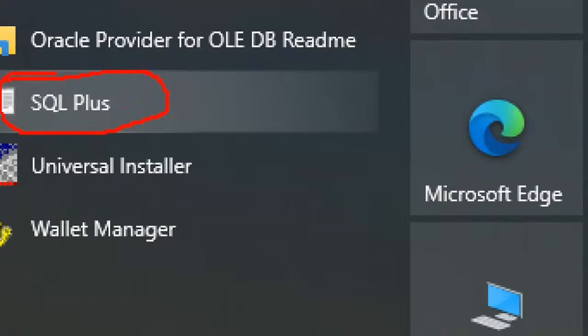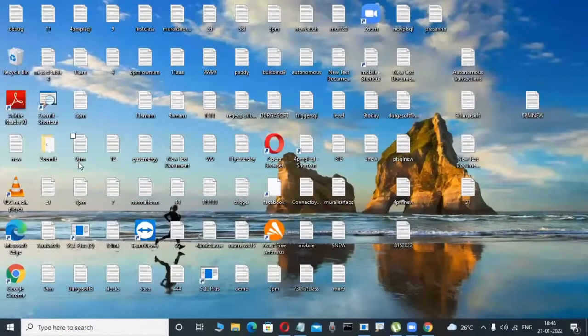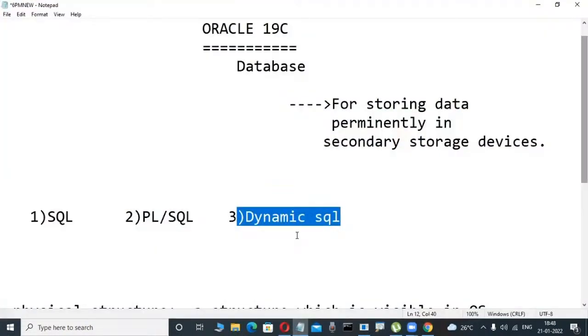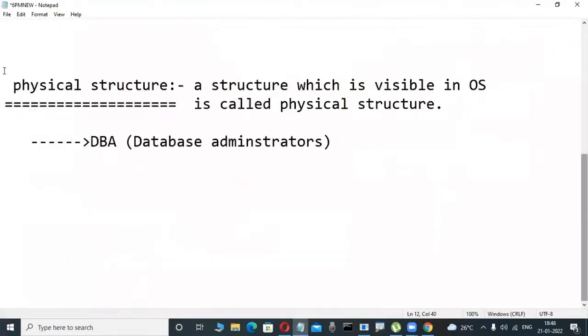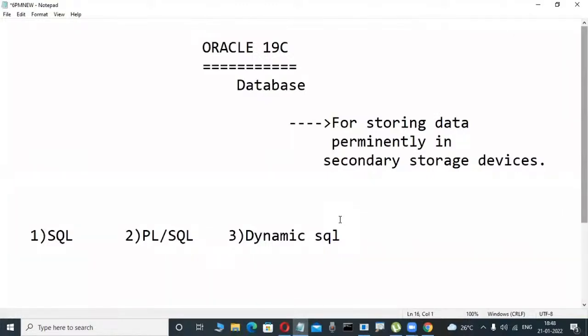But this is SQL Plus. You are not required to load it. Once we load the Oracle software, that SQL Plus tool is automatically available. Those are all things we will learn in our course, once we start. Okay? I'm only telling small concepts.